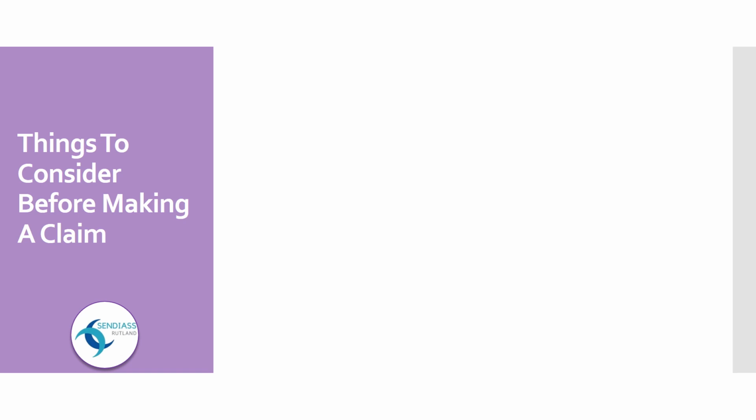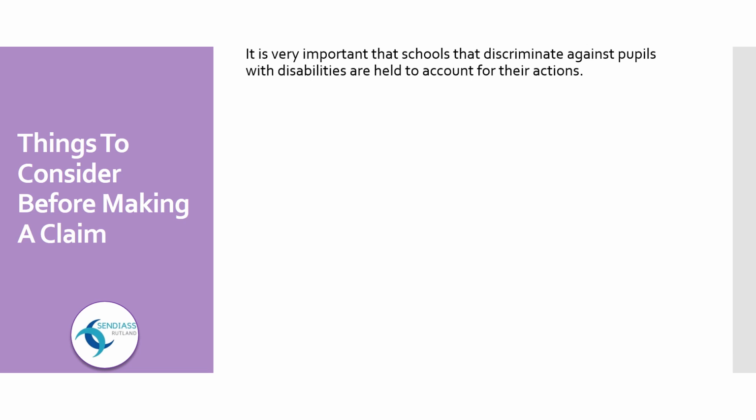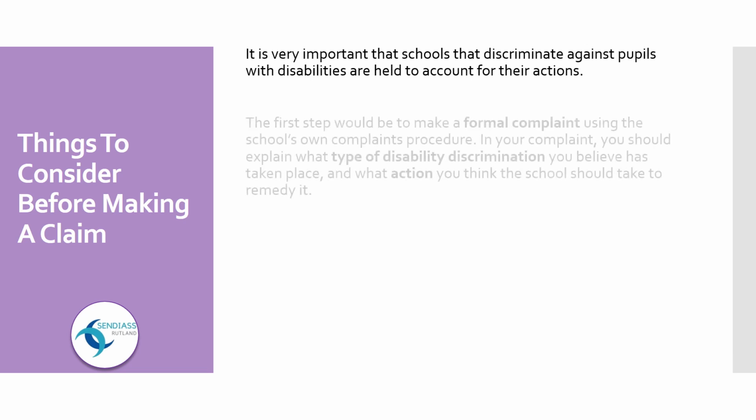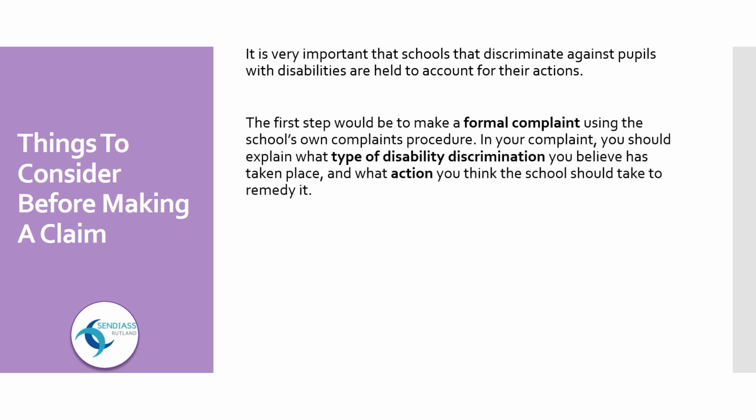Things to consider before making a claim. It is very important that schools that discriminate against pupils with disabilities are held to account for their actions. The first step would be to make a formal complaint using the school's own complaints procedure. In your complaint, you should explain what type of disability discrimination you believe has taken place and what action you think the school should take to remedy it.